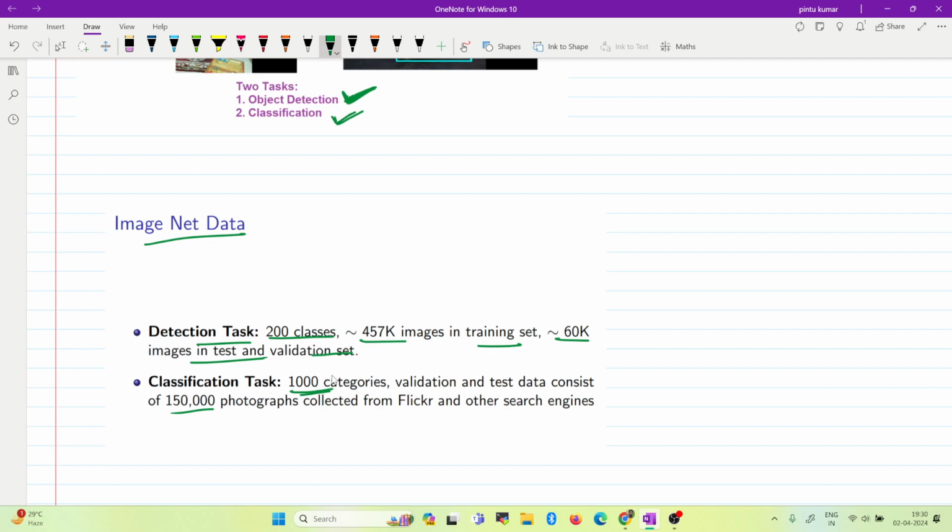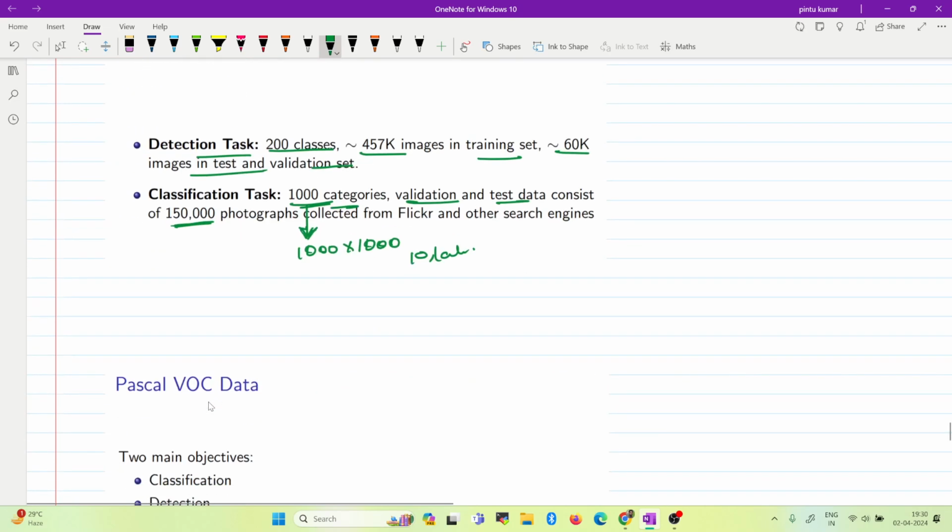I'm not very sure, but as far as I can recall, I don't work in this vision background, for the training data set you have 1,000 images per category. So this should be 1,000 cross 1,000. So I think 10 lakh images for training should be available with you. For validation and test, you have these many photographs. Okay.